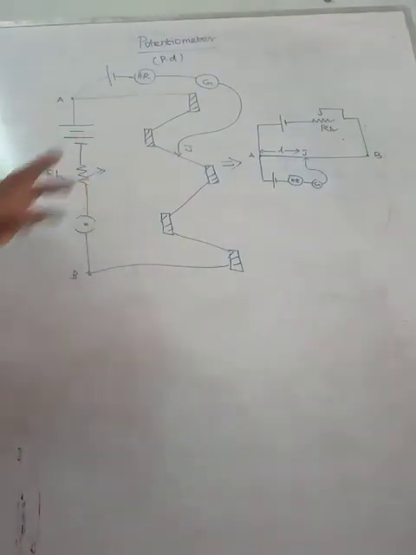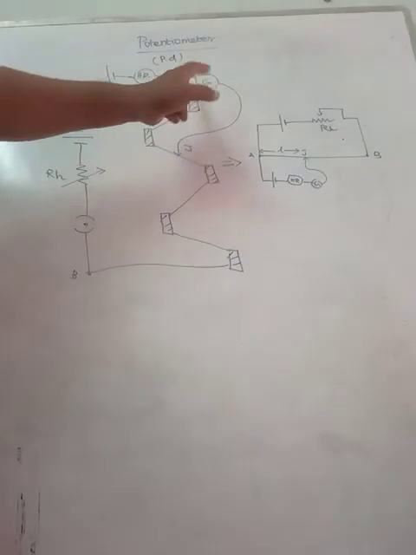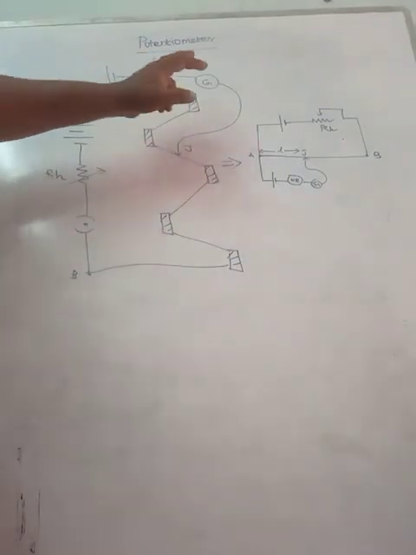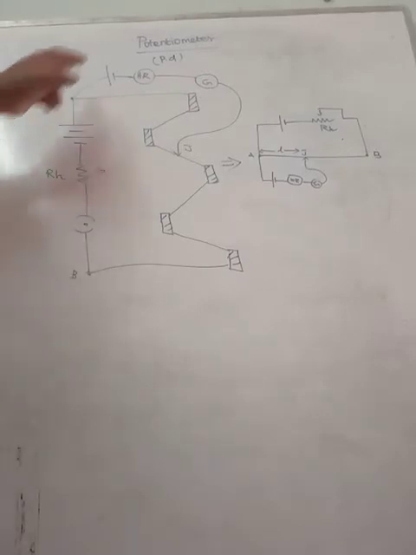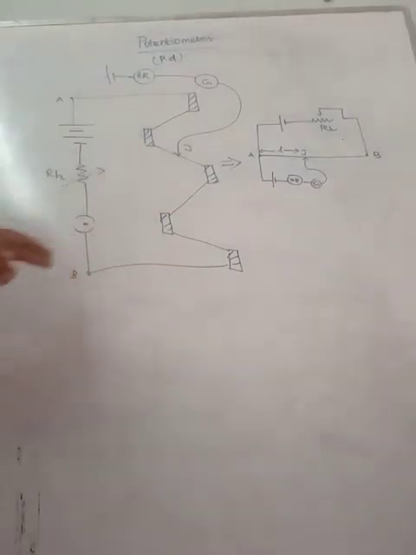It will consist of a few meters of wire, and you know that it is nothing but 10 meter, across which a battery and a variable resistance RH are connected. This forms the primary circuit, and the remaining part forms the secondary circuit.